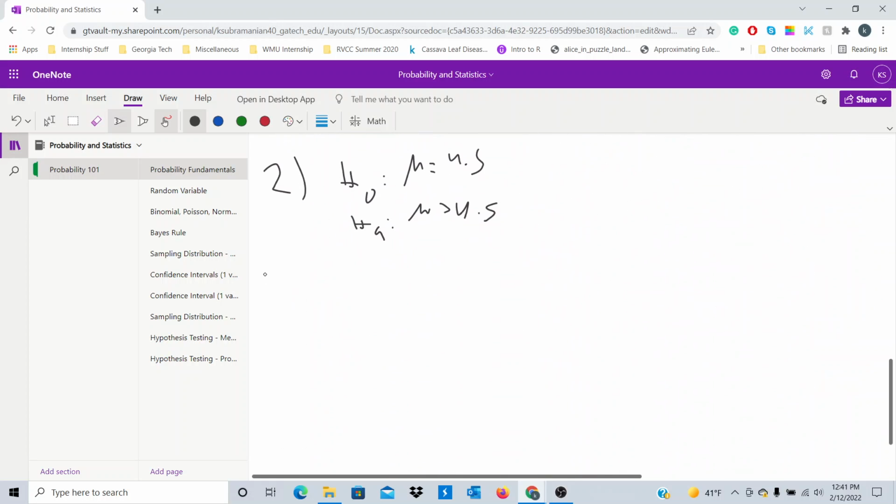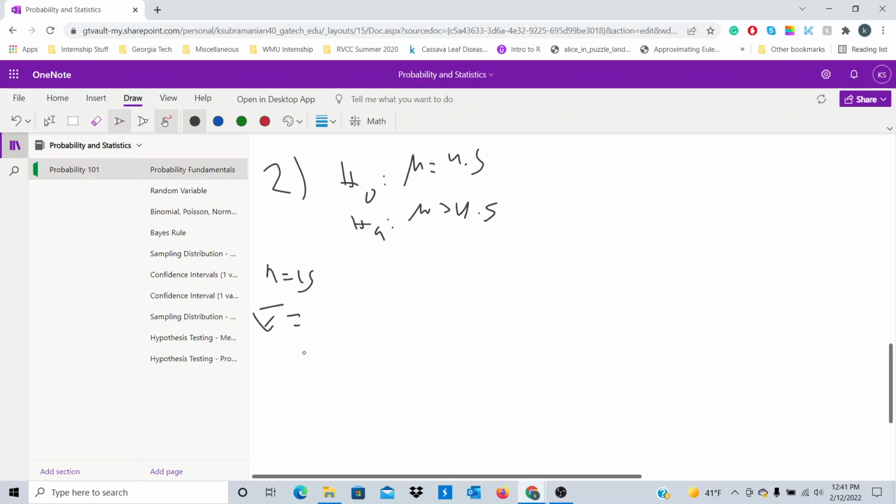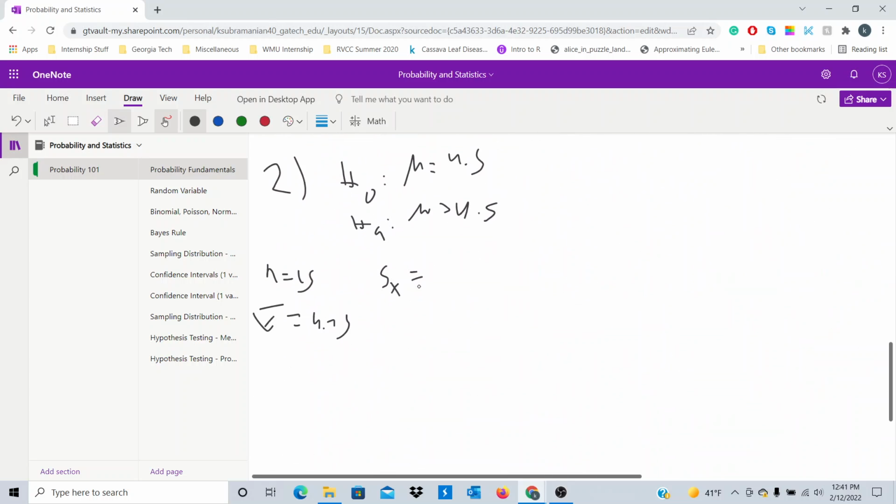So what do we have here? Our sample size is 15, our sample mean is 4.75, the sample standard deviation is 2, and our significance level is 0.1. We know that the sample size of 15 is less than 30, so the CLT doesn't work, right? So we can't assume that the sampling distribution of the mean is approximately normal. So we're going to use the t distribution, right?